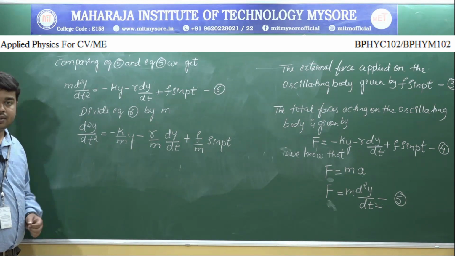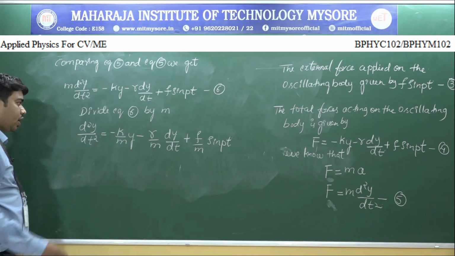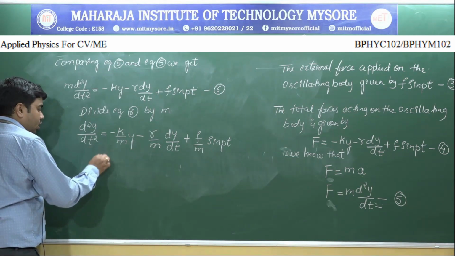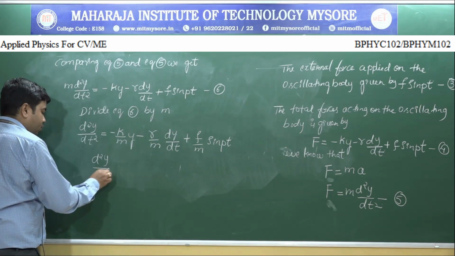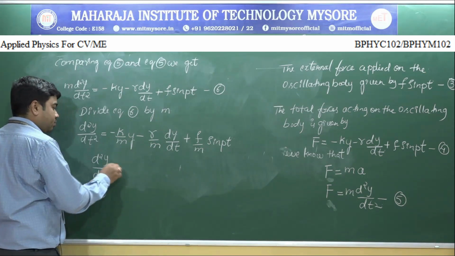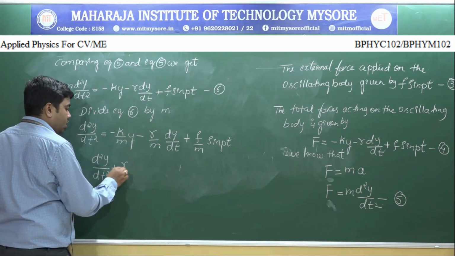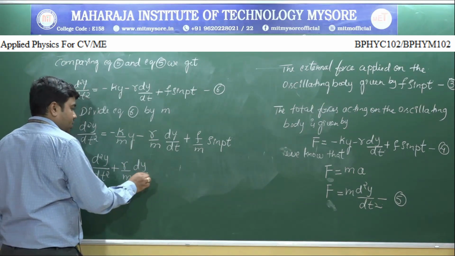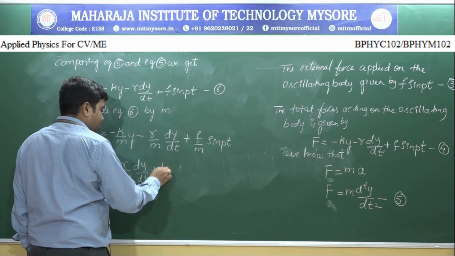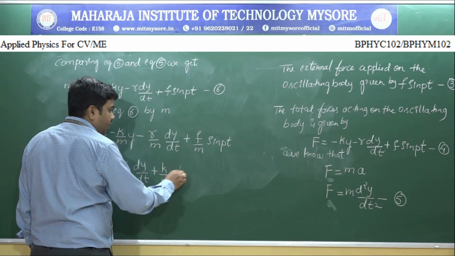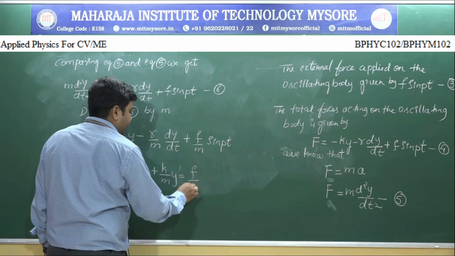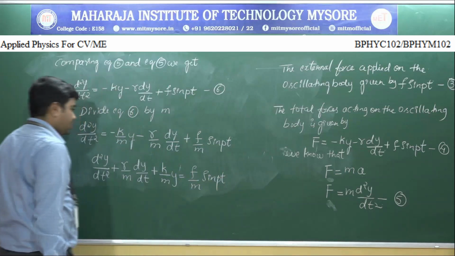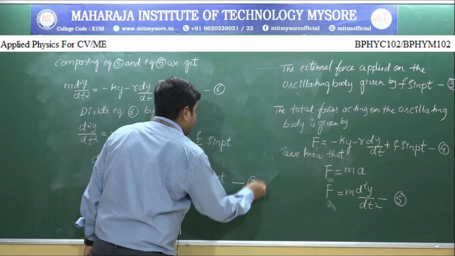We have to bring this to a second order differential equation form, so we will just rearrange it. This equation becomes d square y by dt square plus r by m into dy by dt plus k by m into y is equal to f by m sin pt. We will call this equation 7.